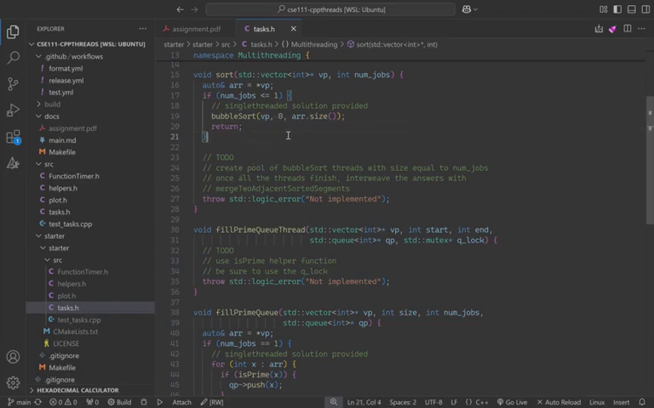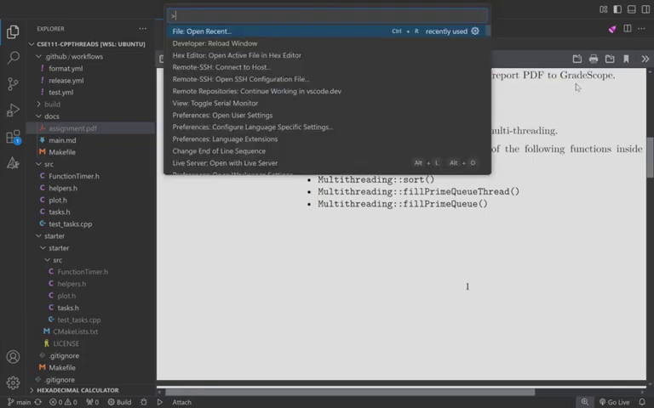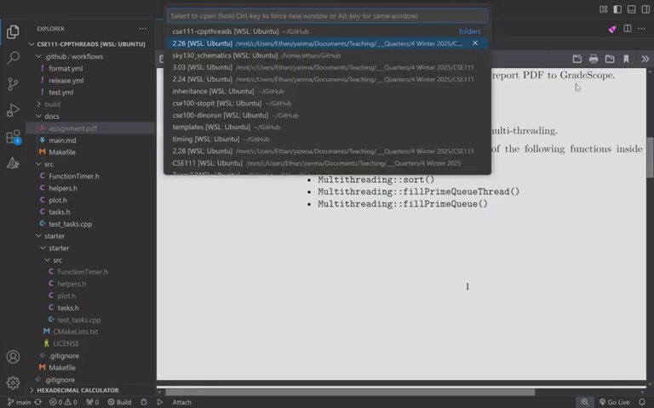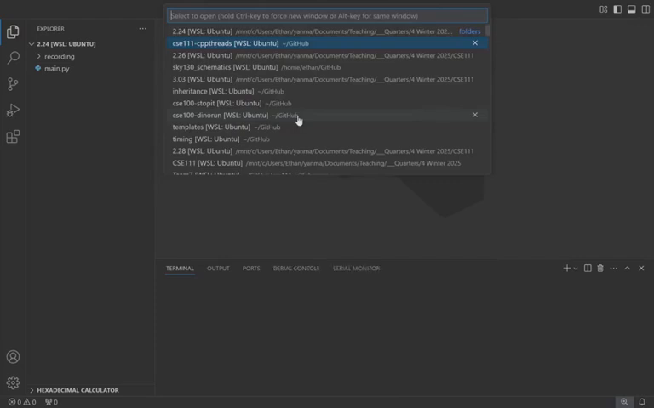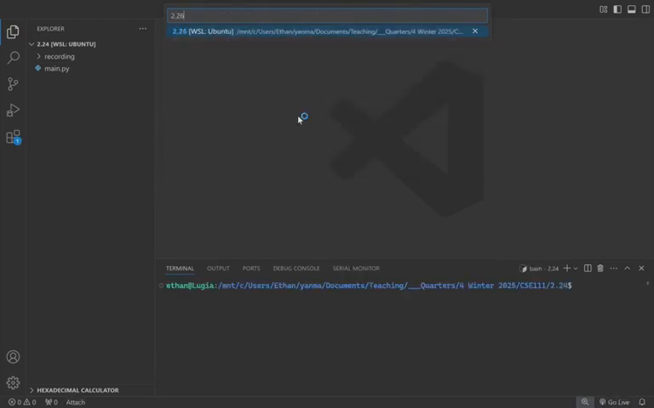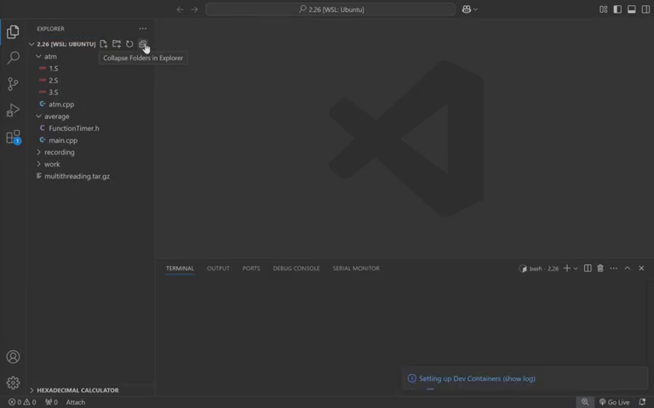Cool. Okay. Let's have a conversation about threads really quick. I'll pull up the slides. Can anyone define a thread, or at least tell me what goes inside of a thread?